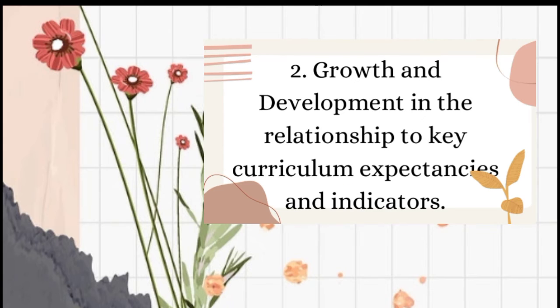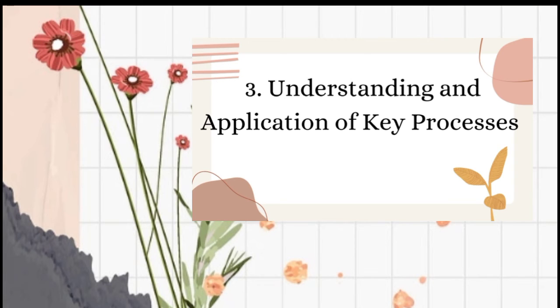Number 2, growth and development in the relationship to key curriculum expectancies and indicators. This shows if the work of students really jives to the subjects and to what was really want to be achieved. Number 3 is understanding and application of key processes. This is the reflection of students and how they internalize the portfolio processes.